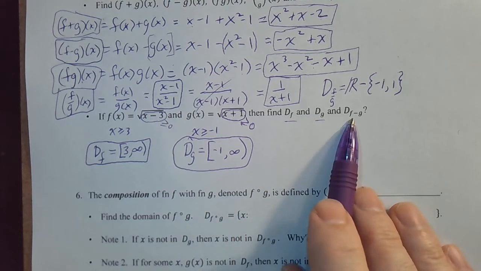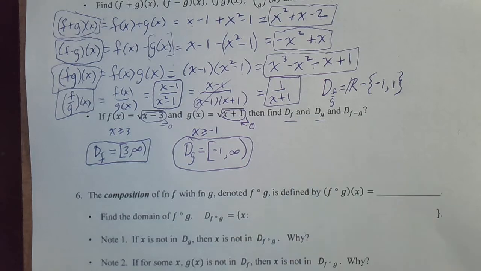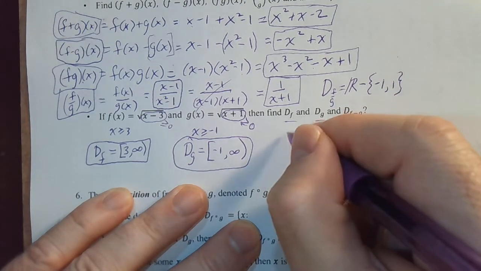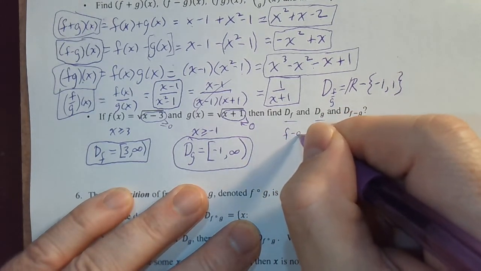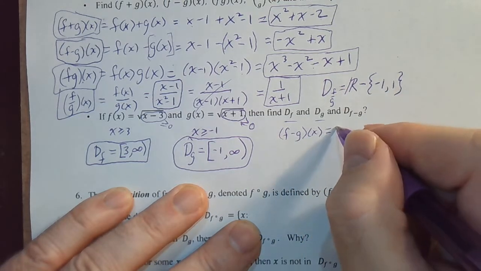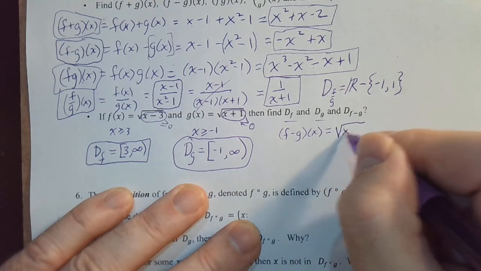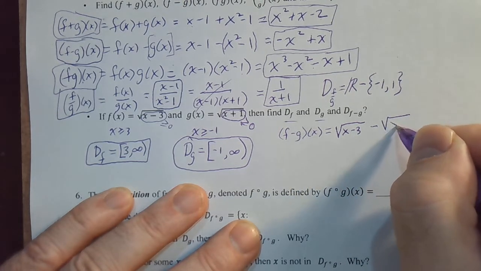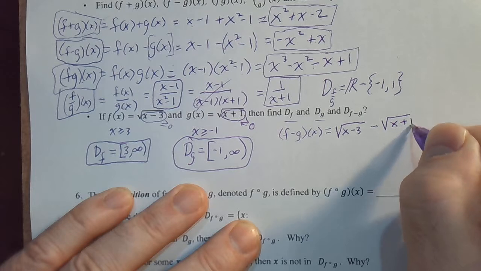Let's see. How do we figure that out? Well, let me write down what f minus g is. F minus g of x is f of x minus g of x. Radical x minus 3 minus radical x plus 1.